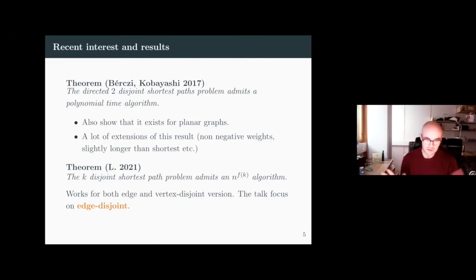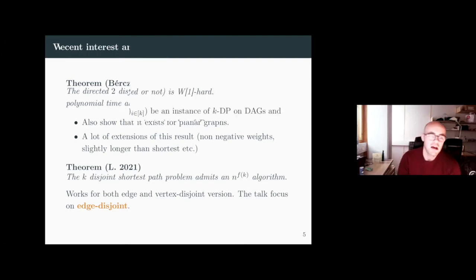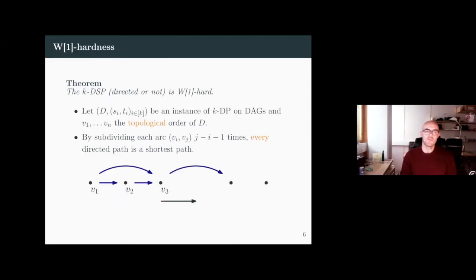The goal of the talk is basically to present you the ideas for this algorithm. But before I go to that, there is the very natural question: okay, there is an XP algorithm, can we find an FPT algorithm for this? And the answer is no. Actually, it's quite an easy reduction from disjoint paths on directed graphs. So the theorem is that k disjoint shortest paths, directed or not, is W[1]-hard. And here, before I present the reduction, a small remark.